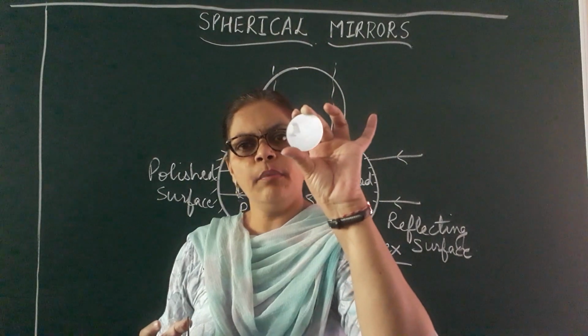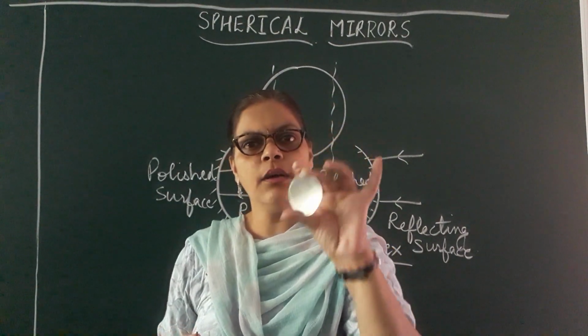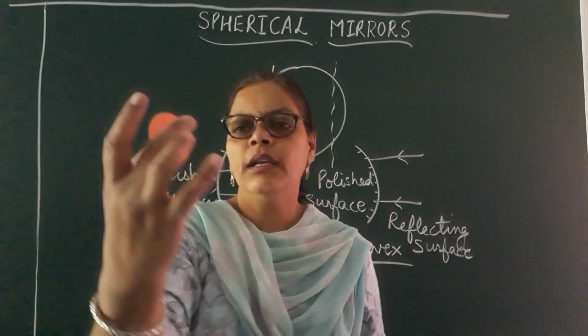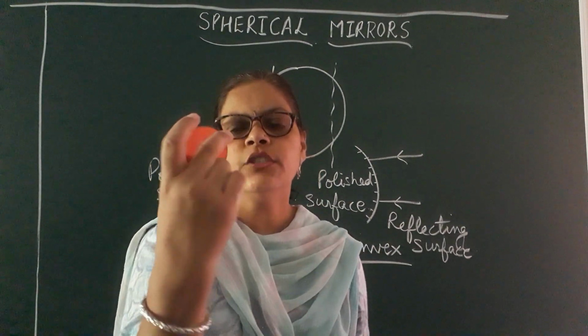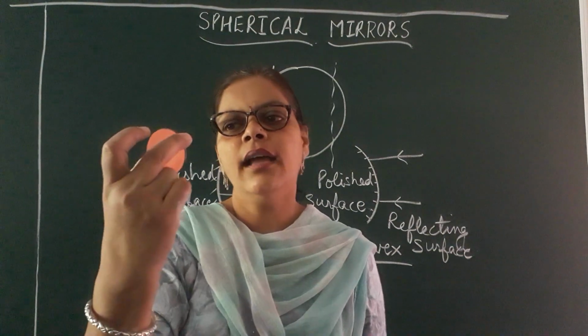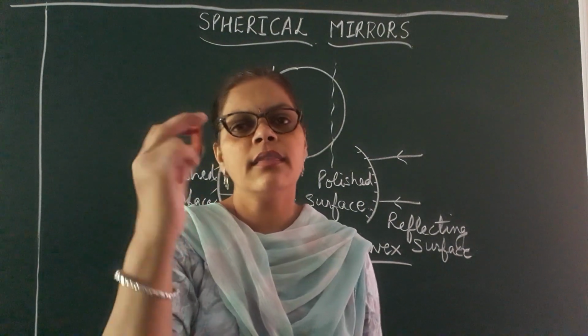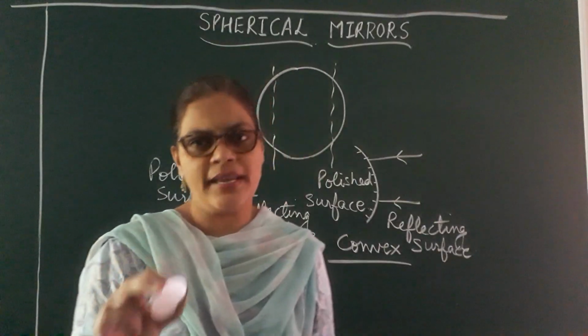So this type of mirror is known as a concave mirror, where the image is highly magnified when I keep it close to my face. While in this case, when the image is smaller in size and absolutely clear to me, not blurred at all, that is known as a convex mirror, children.